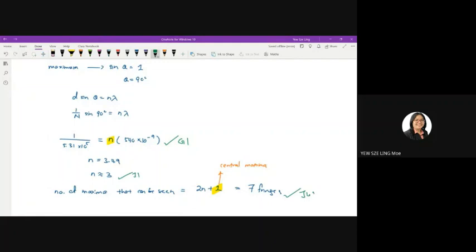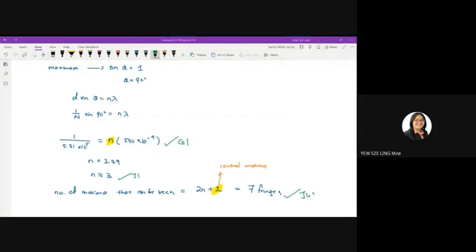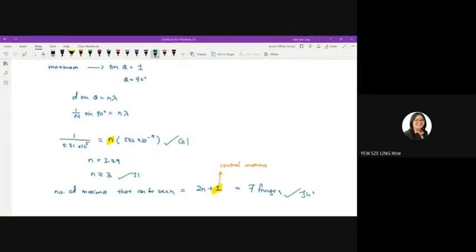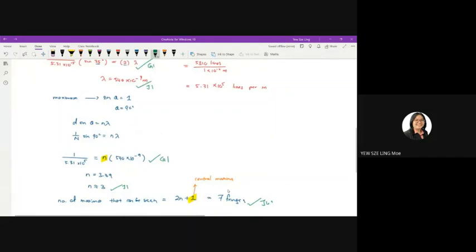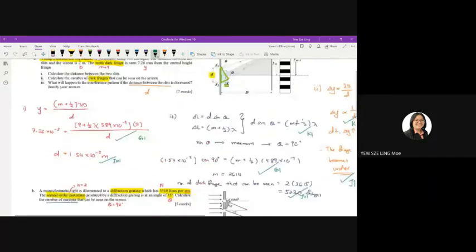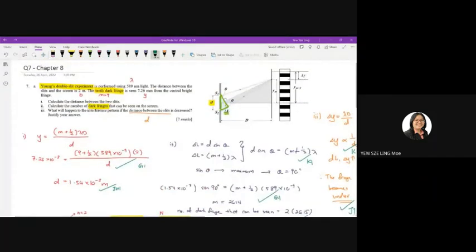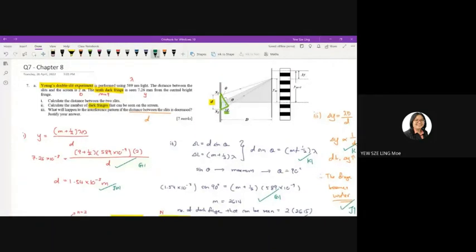So you got the J1 right here. That is how you answer question 7B, 5 marks all together. So that marks the end of the quiz. That marks the end of all 7 questions in our quiz.